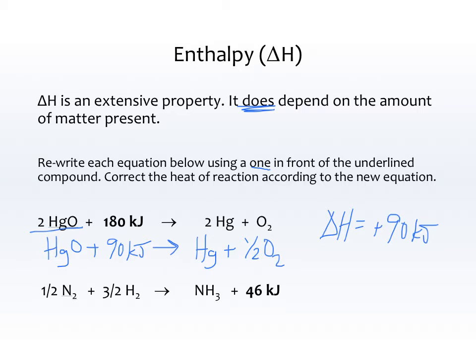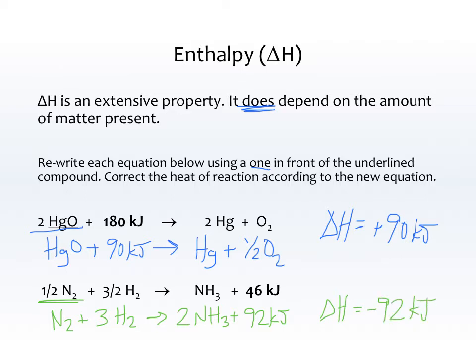So for the next reaction, to put a 1 in front of the underlying compound, I'm actually going to have to double it. 1/2 times 2 is 1, so there's 1 nitrogen. 3/2 times 2 is 3, so there's 3 hydrogens. 1 times 2 is 2, so there's 2 ammonias. And we're doubling everything, so we're also going to double heat. 46 times 2 is 92. So delta H is negative 92 kilojoules. This is an exothermic reaction.